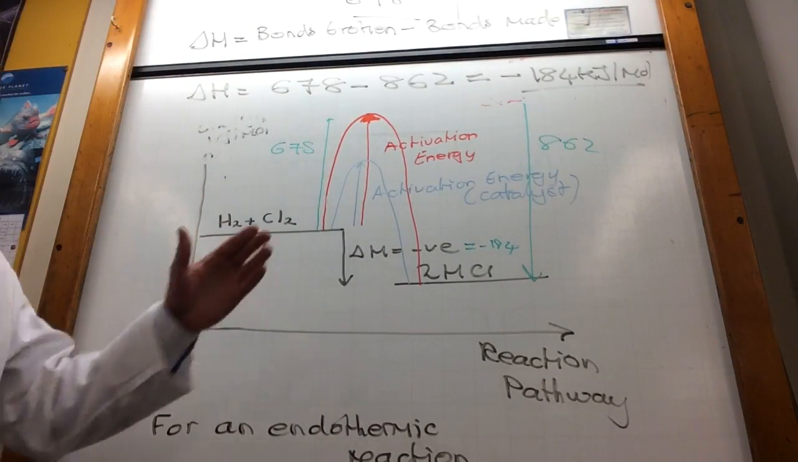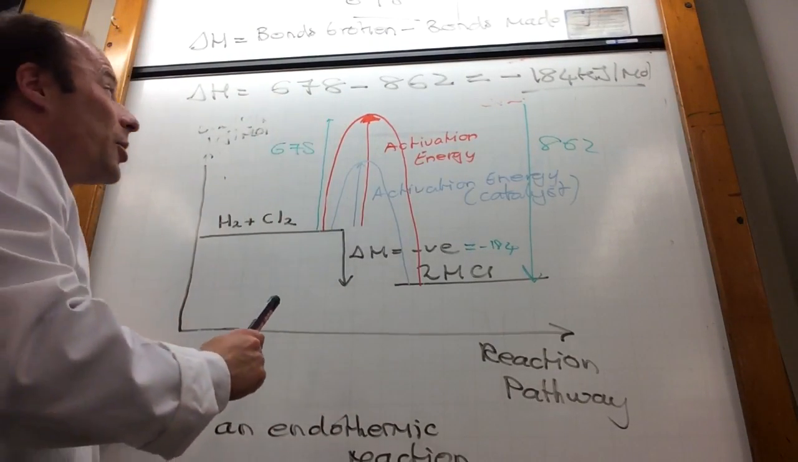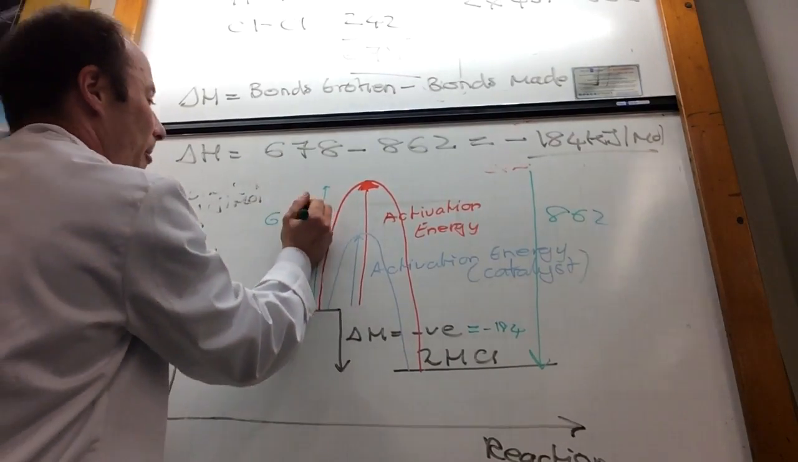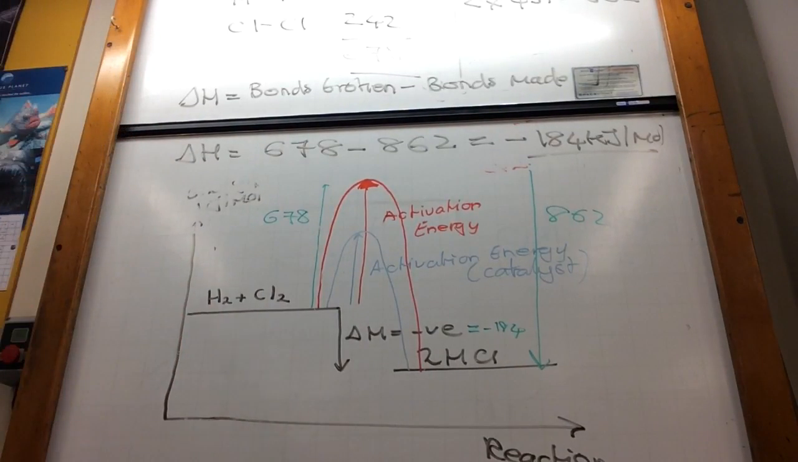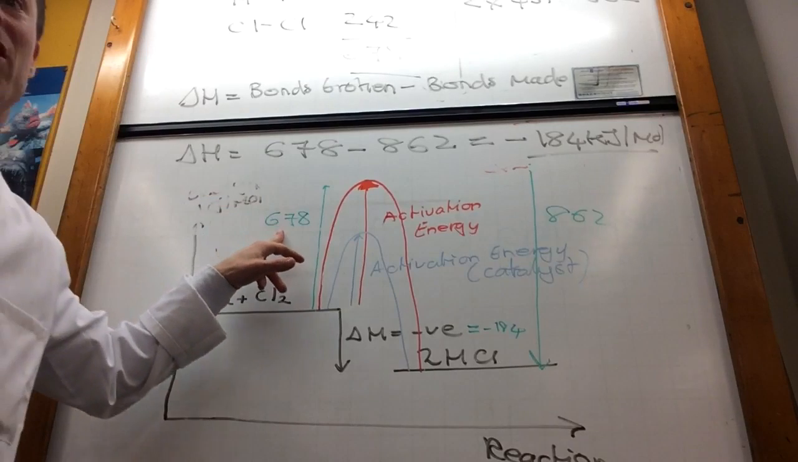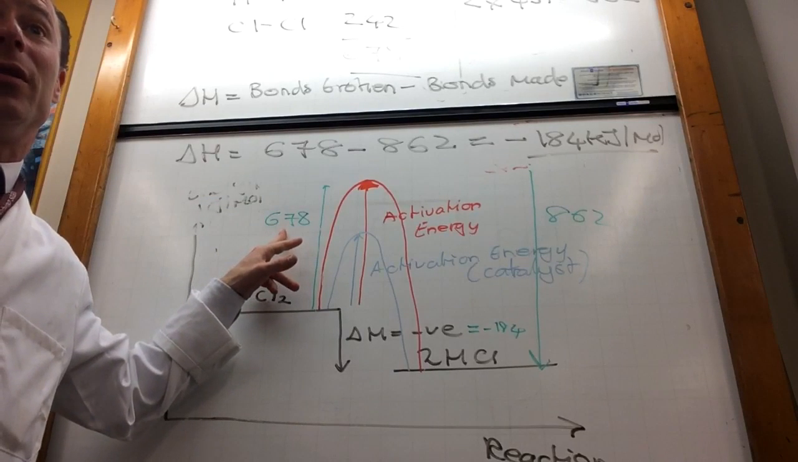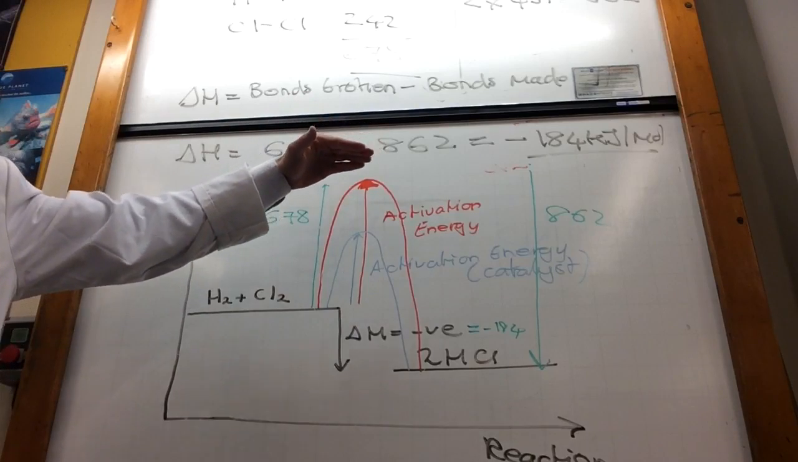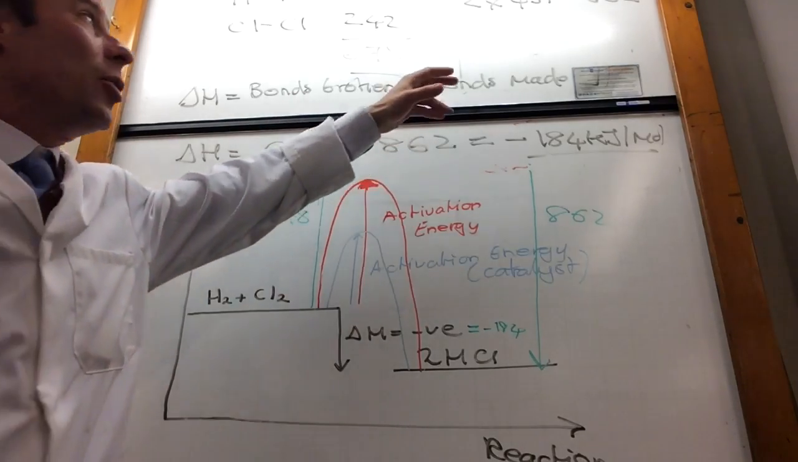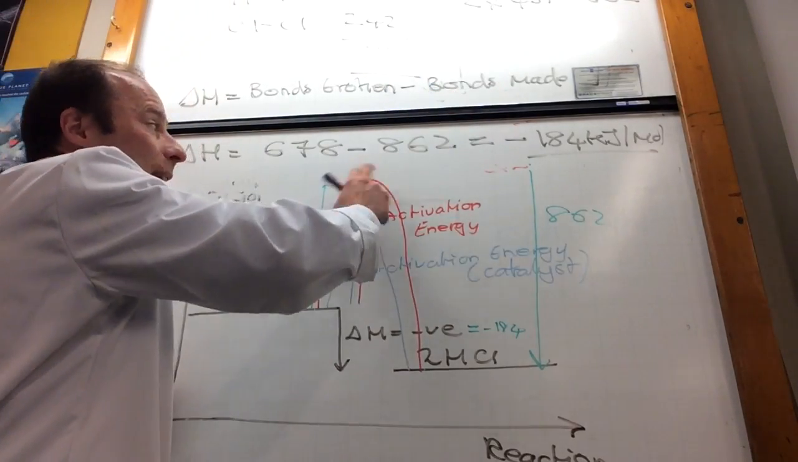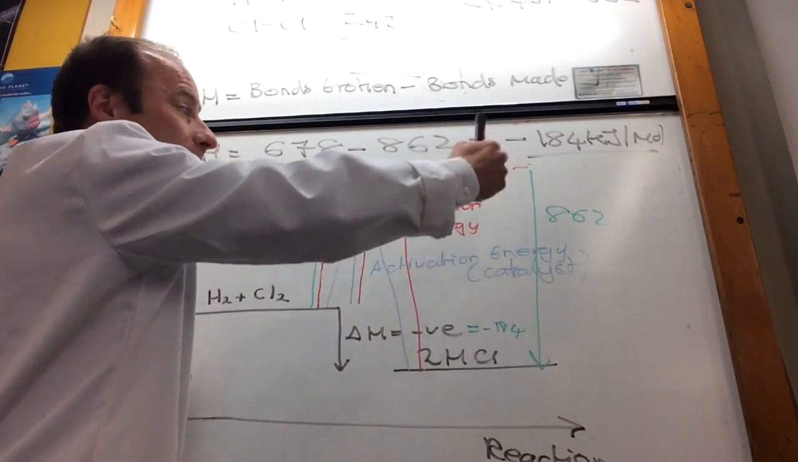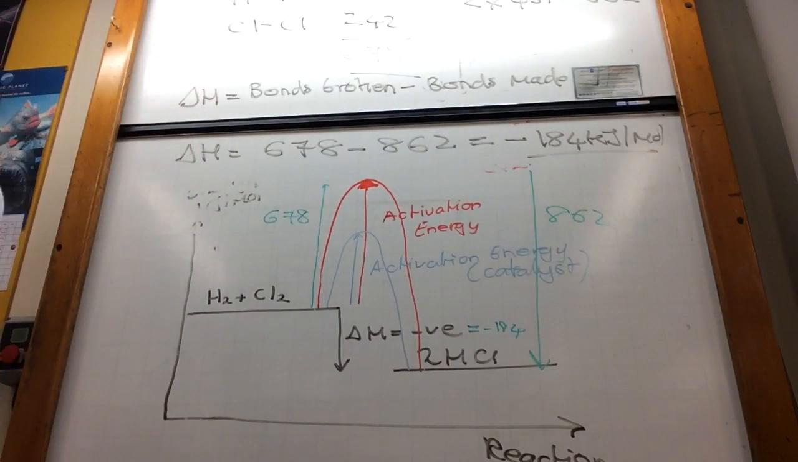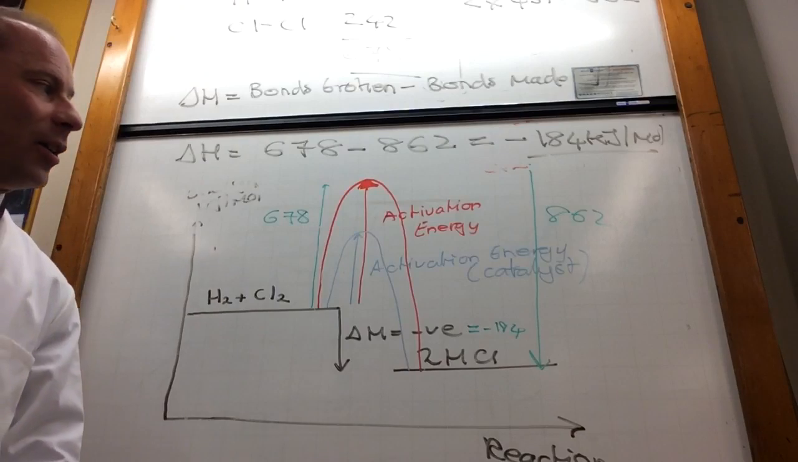So that's just putting some figures on how big. So my activation energy, based on this model, is 678 kilojoules of energy, because that was all the energy it took me to break those bonds. But I got out, this is all the free atoms up here, but I got back 862. So that's on your diagram.